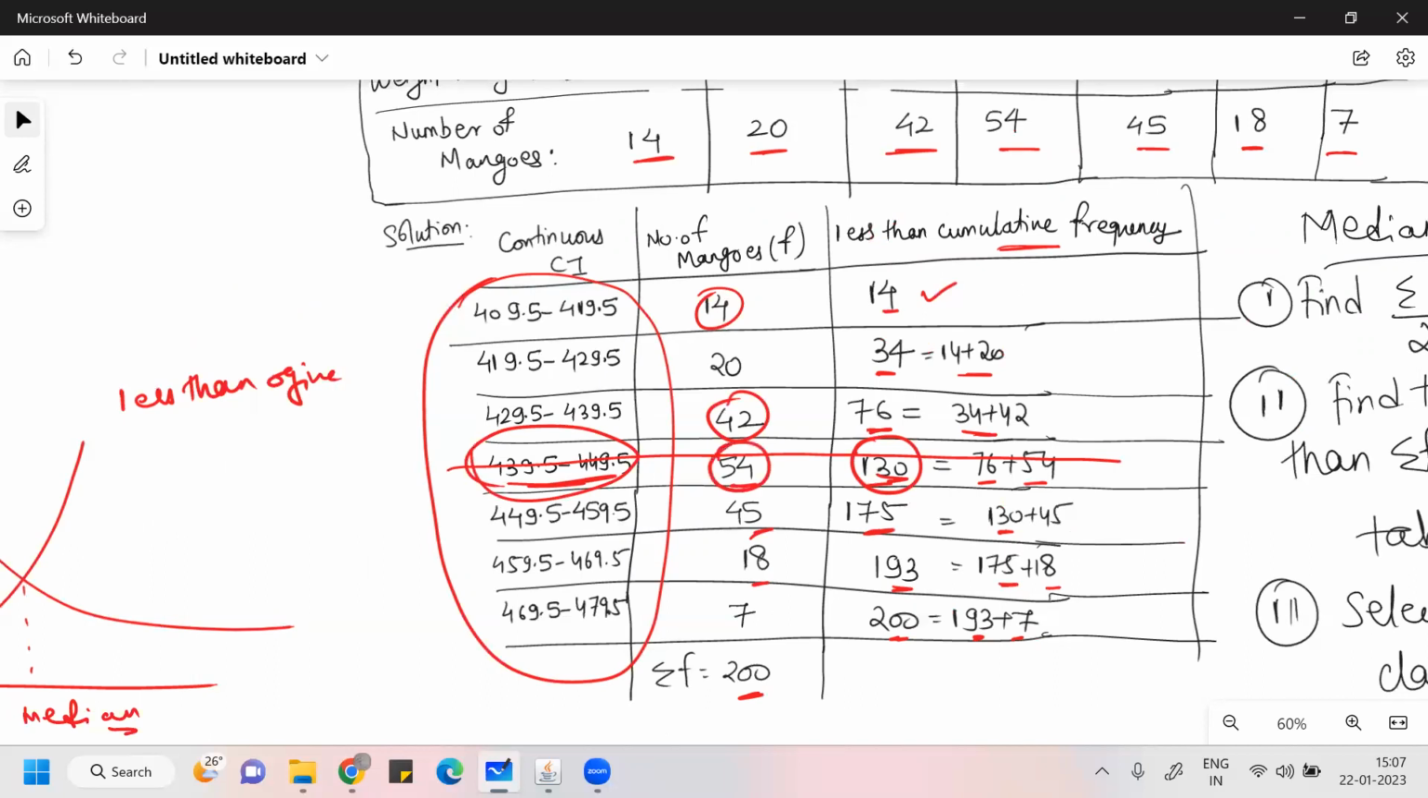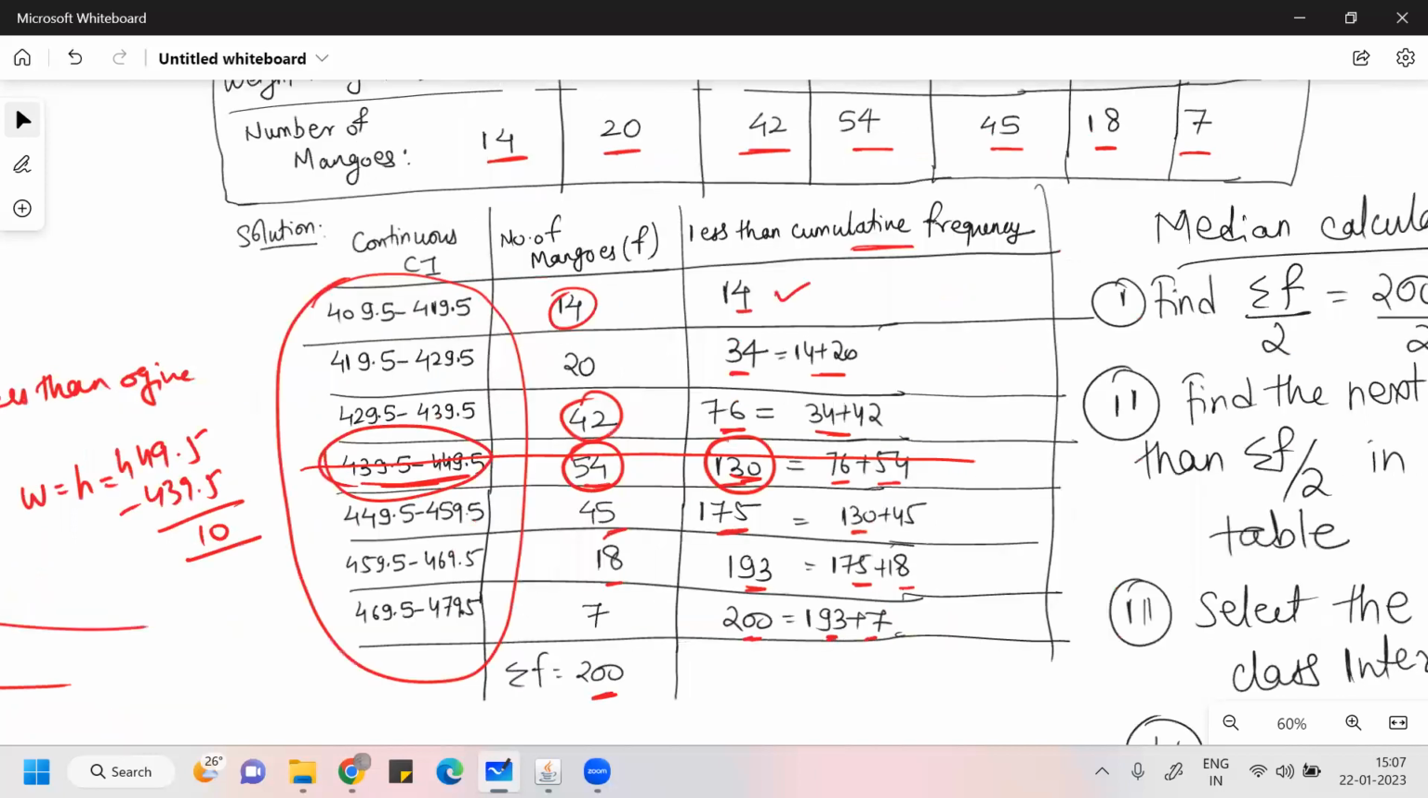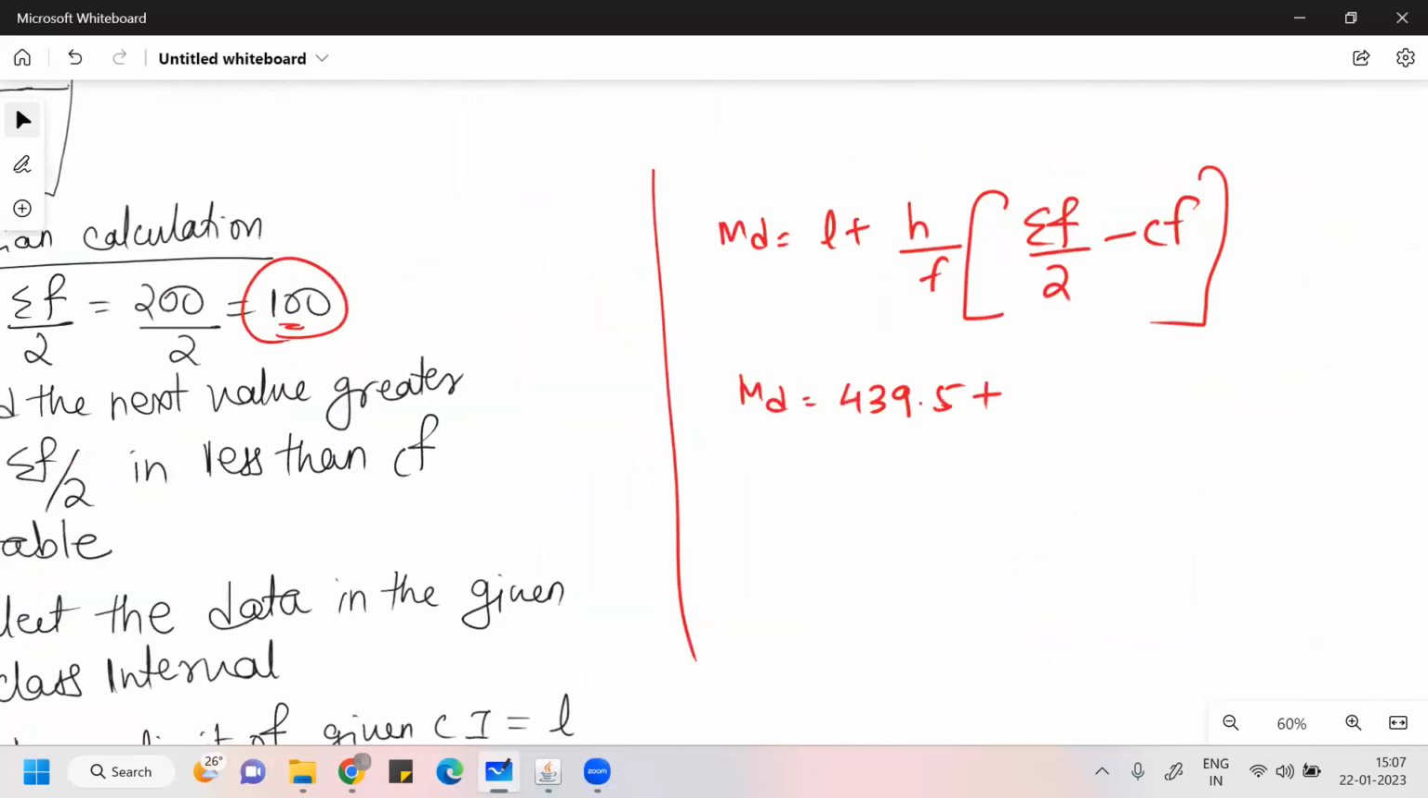What is your F value? 54. And what is the width? The width H, the class height, is the difference between the upper class boundary and lower class boundary, which is 449.5 minus 439.5. That is your H value, so H is 10.